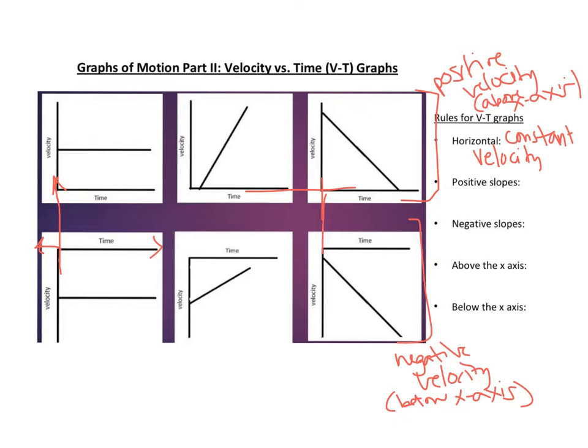So then the other things are, if we have a positive slope, that means that you are speeding up or you have a positive acceleration. So positive acceleration, sorry if that got messy there, just means that you are speeding up. If you have a negative slope, that means that you have a negative acceleration. In other words, you are slowing down.